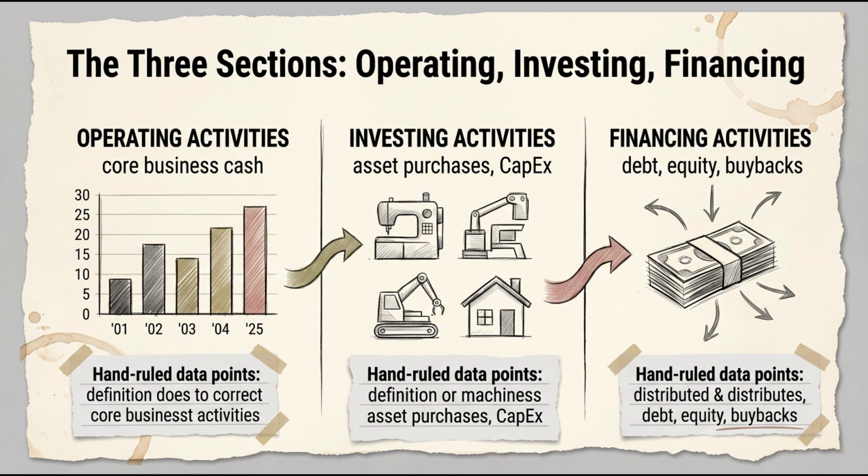The sum of all three sections equals the net change in cash for that period. Together, these three sections reveal where money originates, where it is deployed, and whether a company can sustain its operations without relying on outside help from banks or investors.